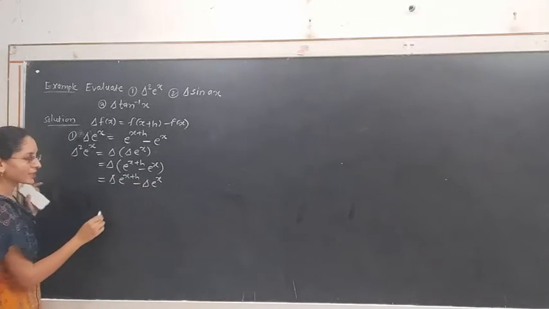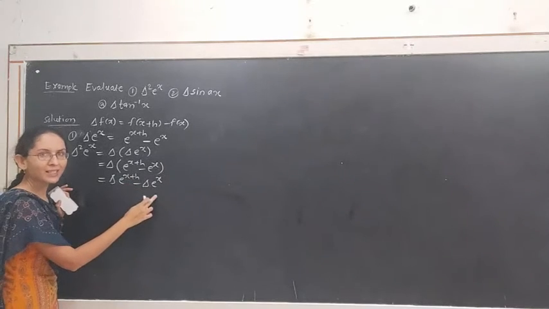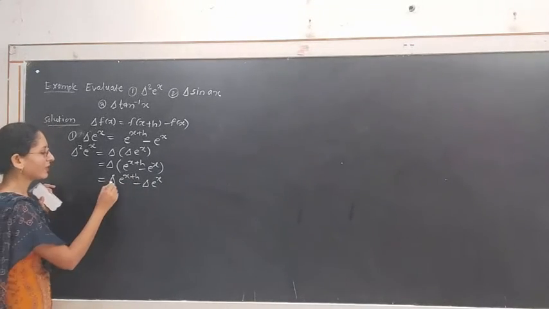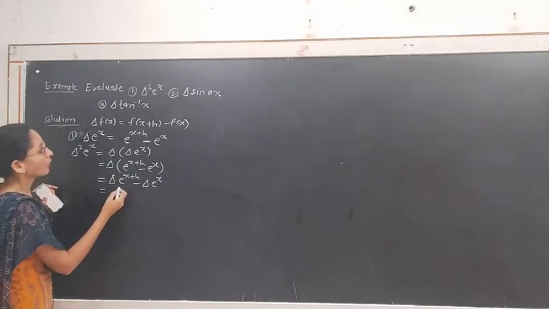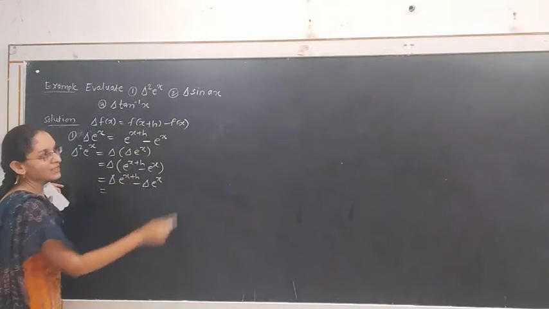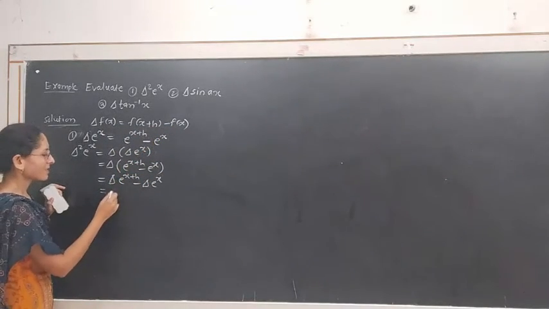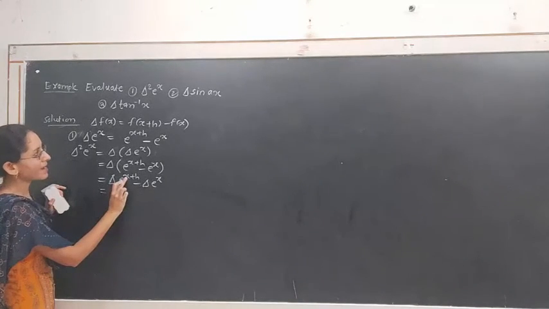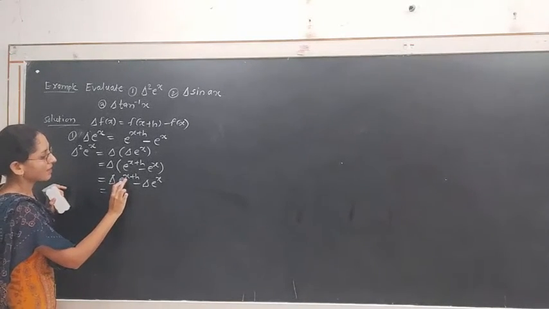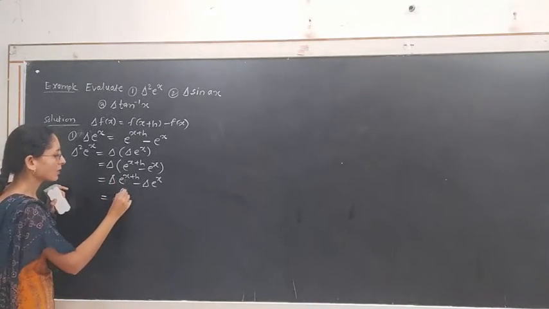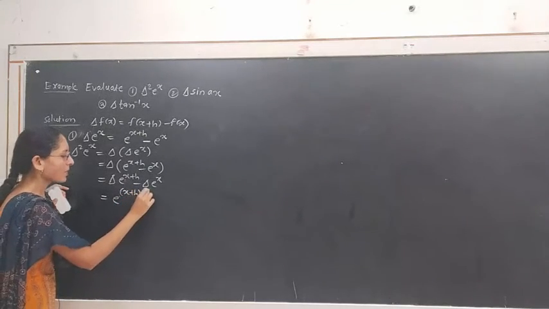Now we have two functions, e raised to x plus h and e raised to x. We have to apply del. First, forward difference. What is the formula? Del f of x is equal to f of x plus h minus f of x. Hence, this is equal to e raised to x, replace x by x plus h. Hence, this is equal to e raised to x plus h plus h.